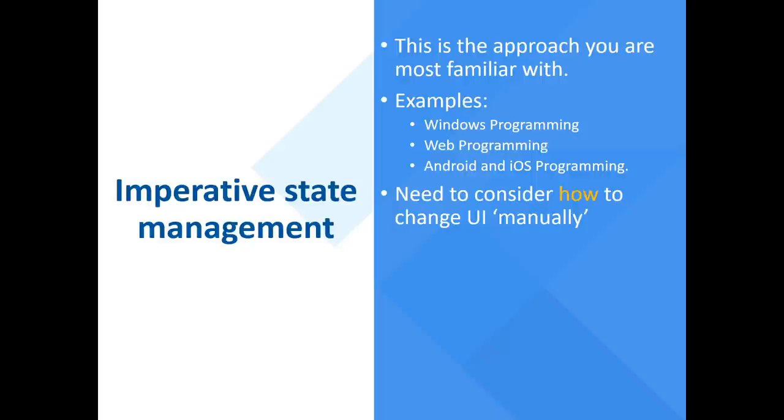Regarding imperative programming on user interface, it is the same. Just now I mentioned imperative state management, and the term imperative comes from the programming paradigm that is focused on how. So the same goes if you want to manage the user interface: we need to consider how to do everything manually, quote unquote manually, meaning that you need to know the details, step by step, of doing those things. This is possible for the imperative programming style or imperative state management.